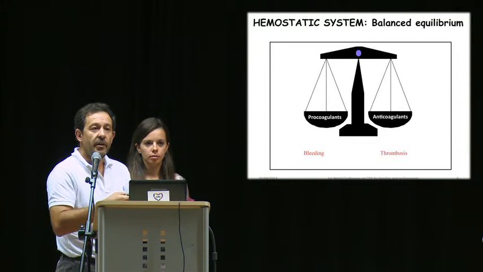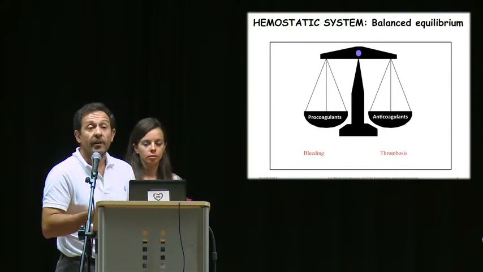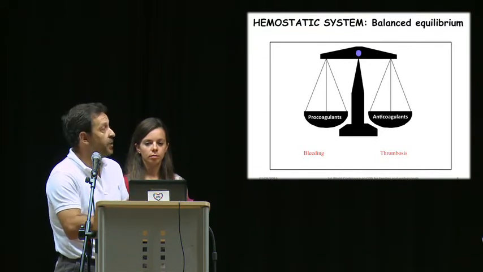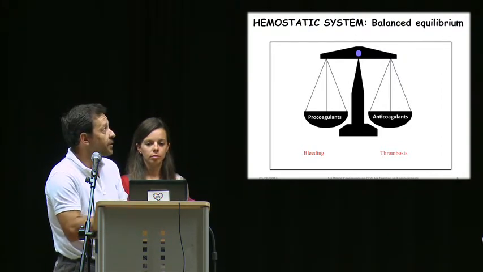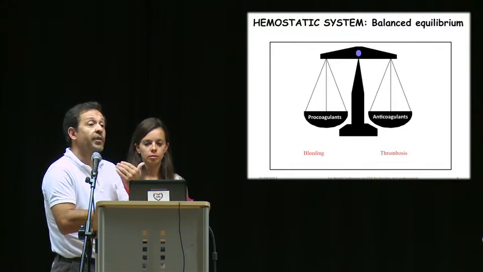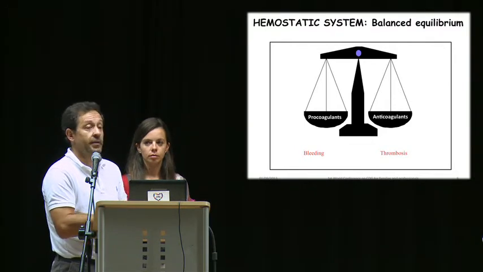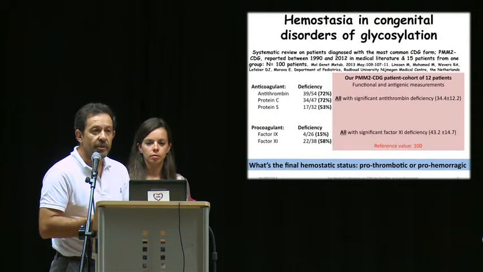With this kind of equilibrium, you can understand that even a minor modification affecting either procoagulant or anticoagulant elements could have pathological consequences. We can find people with thrombosis, but also people with bleeding. The best example is that if you have a deficiency of antithrombin, a strong anticoagulant, you have a high risk of thrombosis. But on the other side, if you have, for example, a factor XI deficiency, you have a bleeding tendency. You have hemophilia C.